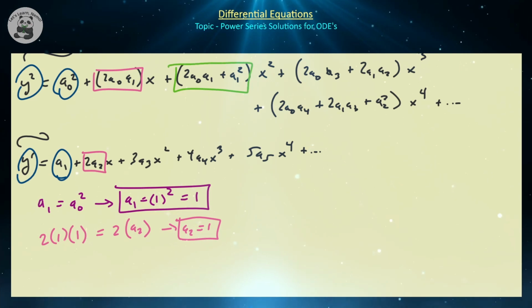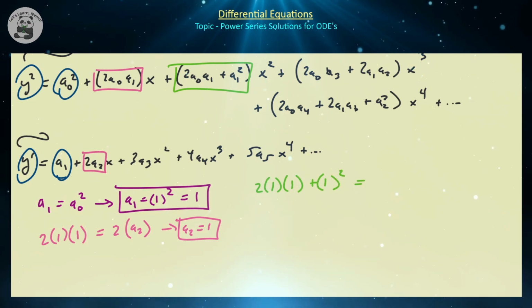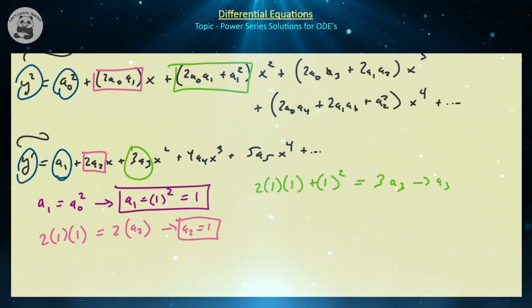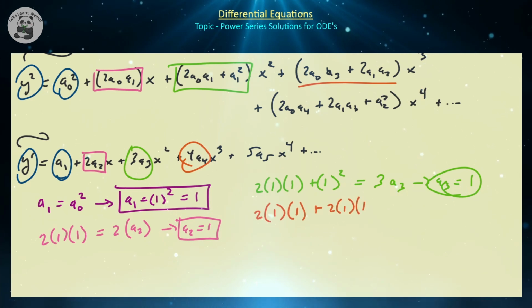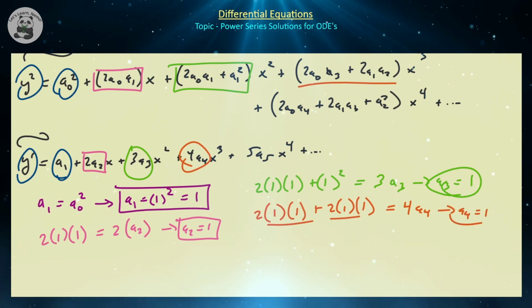Let's look at our x squared term. So we're going to have 2a0 a2 plus a1 squared. And that's going to be equal to 3a3, which we don't know. So we're going to have 2 plus 1 on the left-hand side, 3 on the right-hand side. So again, we have a3 is equal to 1. Huh, that's interesting. Let's look at the next term so we don't get ahead of ourselves. So we're going to have 2a0a3 plus 2a1a2 is going to be equal to 4 times a4. 2 plus 2 is 4, 4 on the right-hand side, so we have that a4 is equal to 1.